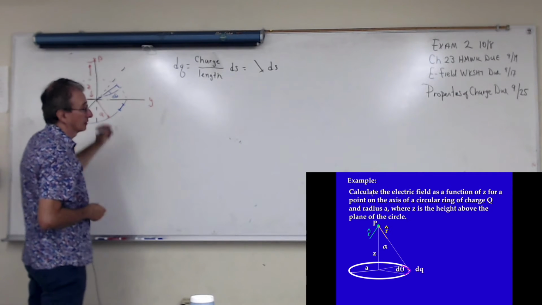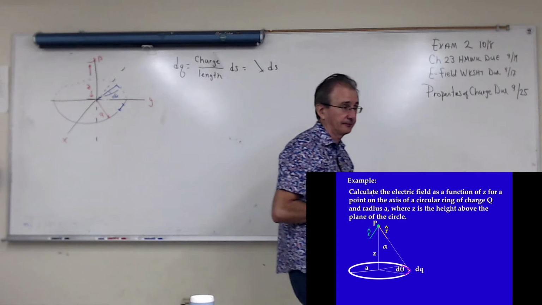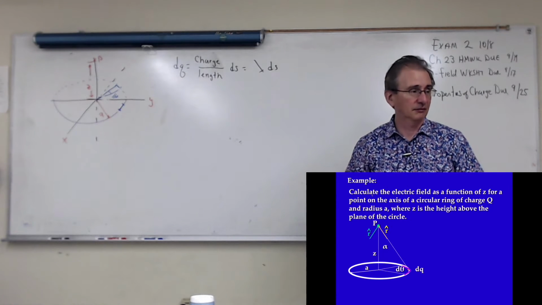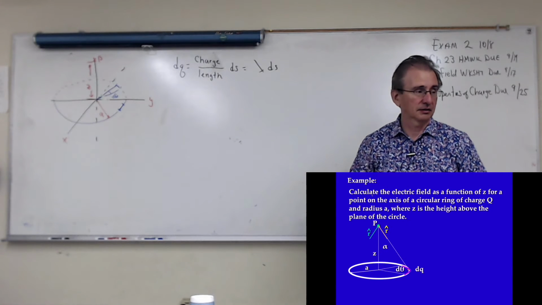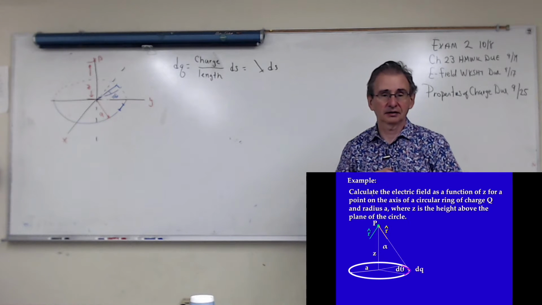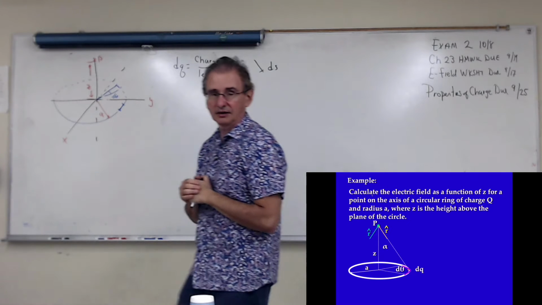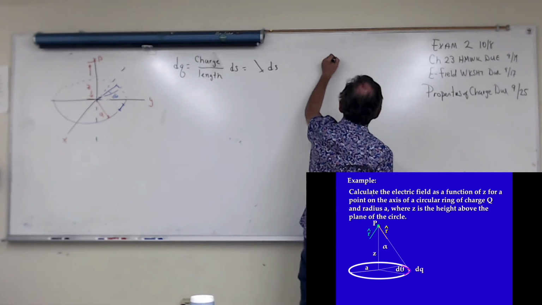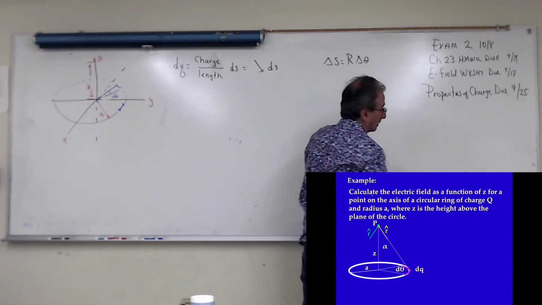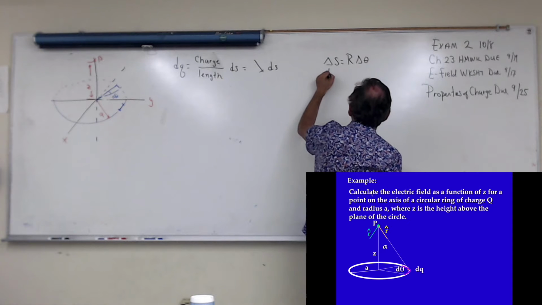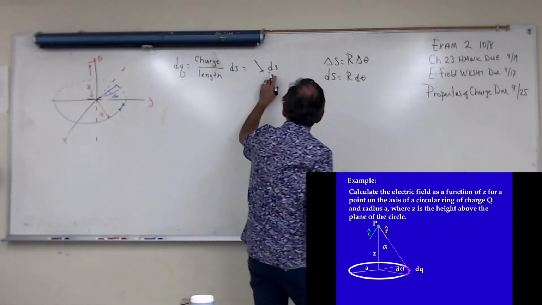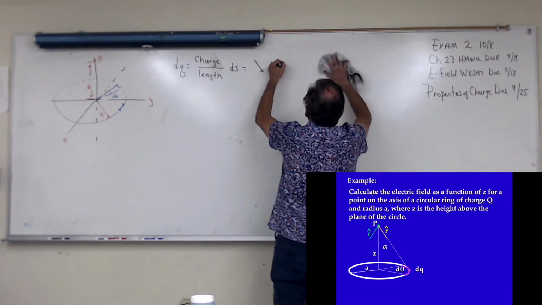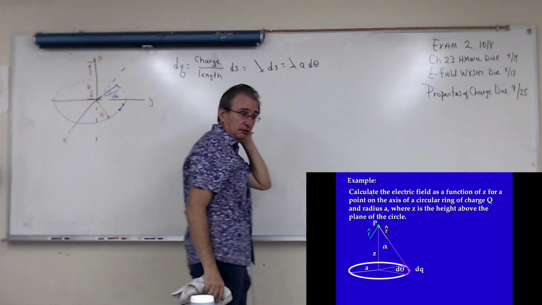ds is an arc length. What's the equation for arc length? Anybody remember the equation for arc length? Okay, if anybody's saying it, I can't hear them. So arc length, delta S, is radius times delta theta. And so ds, the infinitesimal version, is r d theta. Our radius we called a in our problem. So this is lambda a d theta.